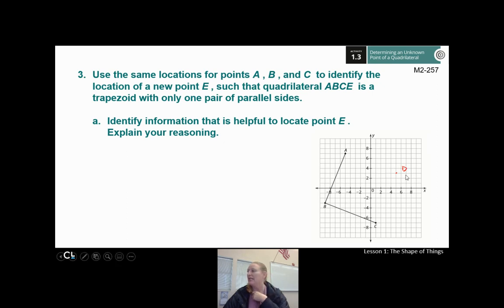So I don't want D anymore. I want some point E that's going to make that a trapezoid. So identify any information that's helpful to locate point E. Just explain your thinking here. Go ahead and hit pause, jot down your thoughts, hit play when you're ready to keep going.